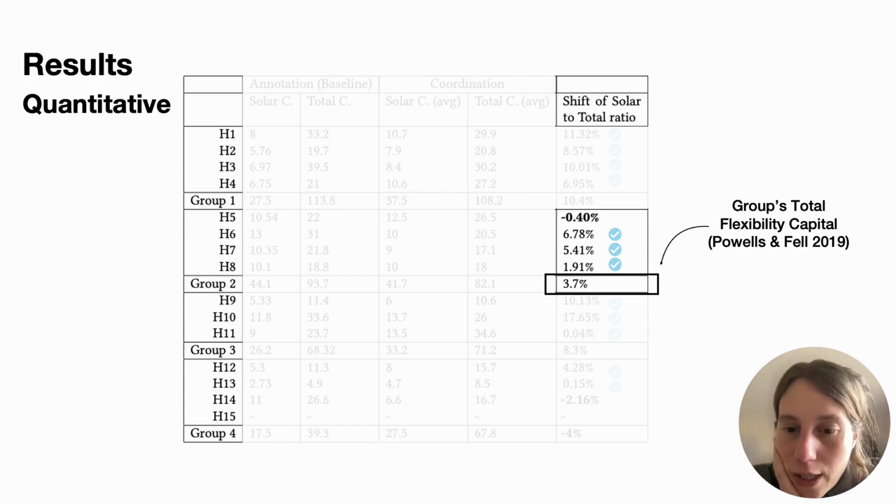But that also gives us an interesting insight here that even though household 5 had what is called low flexibility capital, the group as a whole managed pretty well and still managed to shift their activities as a group towards solar, which means that the group's total flexibility capital is still actually something good. So an energy community can support even members that have actually little flexibility by themselves individually.